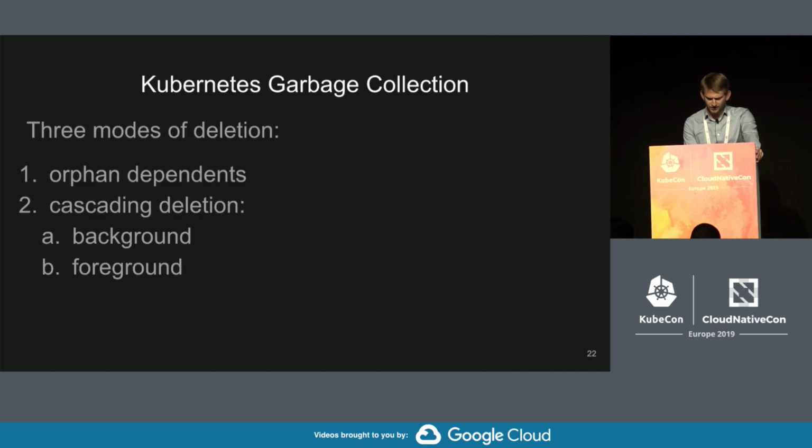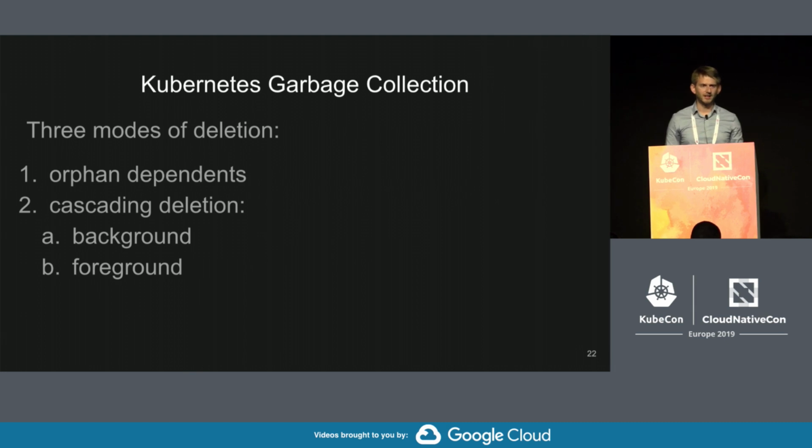So why does garbage collection not work? Let's step back a little bit. There are 3 modes of deletion in Kubernetes, which are either orphan the dependents, so you just leave them be. Say, if I delete the owning object foo, I want to keep the deployment in place, but just remove the owner reference, orphan it.